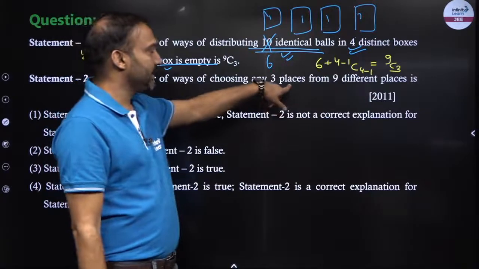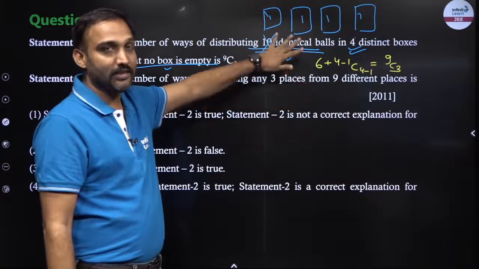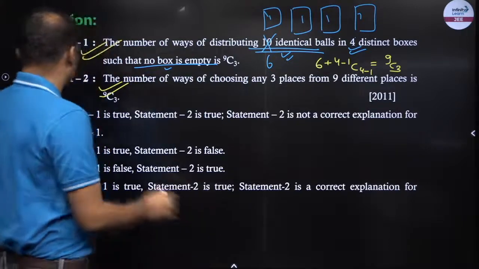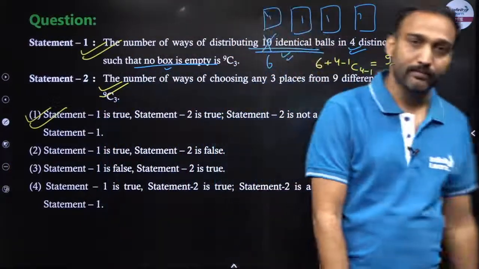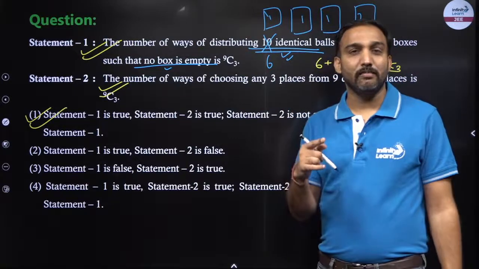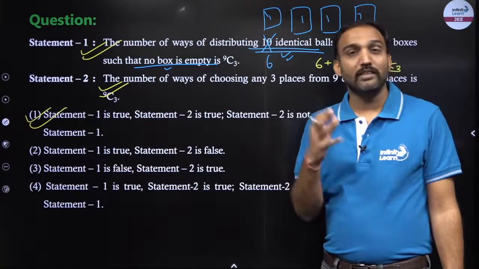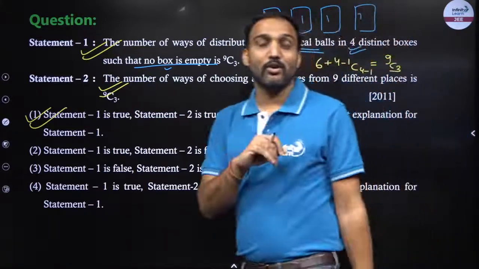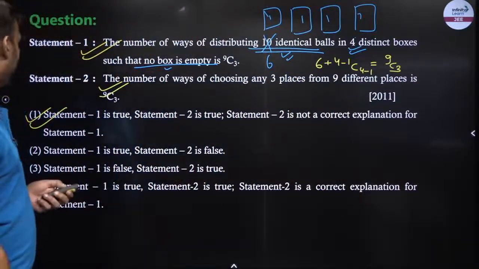But is this the approach or the explanation for this one? No, it's not the explanation, right? This is a selection, this is a distribution. So my answer would be statement 1 and statement 2 are correct, but statement 2 is not a correct explanation for statement number 1. Right, guys? Because if you remember the derivation of n plus r minus 1 C r minus 1, you would remember that we have done the arrangement, right? And the final value comes down as equal to n plus r minus 1 C r minus 1. It is not the selection of r minus 1 things out of n plus r minus 1 things. And 2 cannot be the explanation of statement number 1. So that came in 2011.